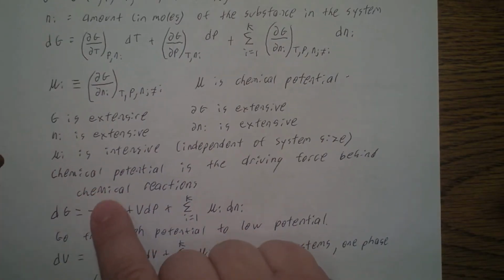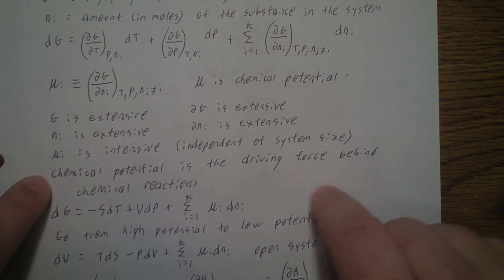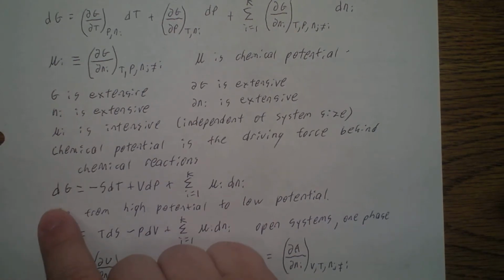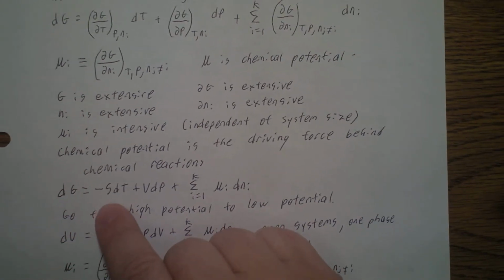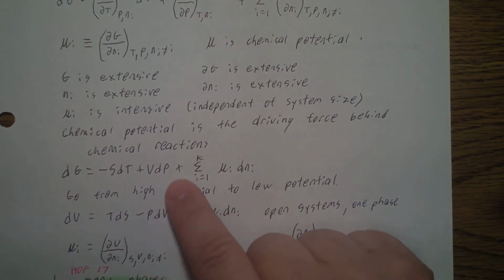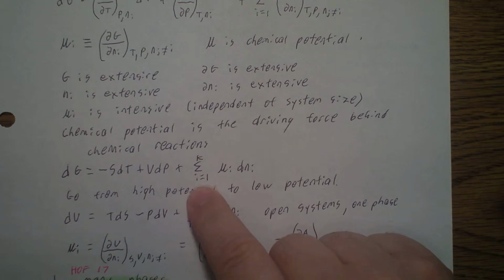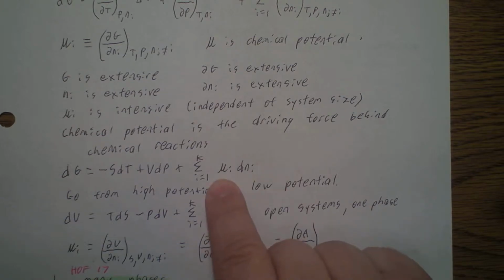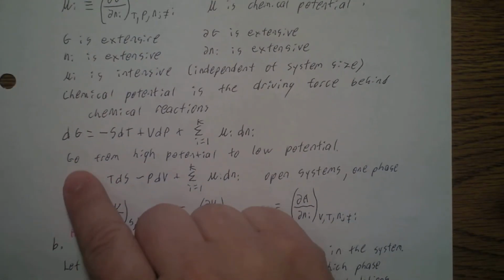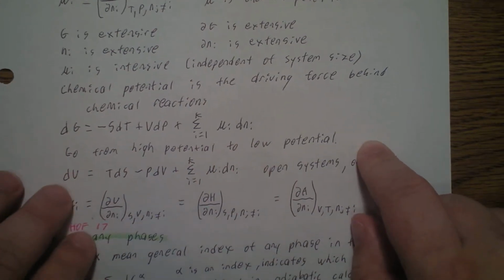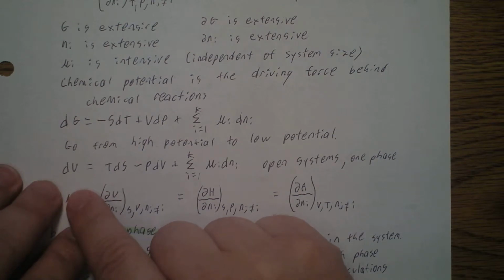Now chemical potential is the driving force behind chemical reactions. This is a chemistry class, remember. So the differential of the Gibbs free energy is minus the entropy times the differential of temperature plus volume times the differential of pressure plus the sum from substance 1 to K of the chemical potential of i times the differential of the number of moles of i. Intensive, extensive. So remember, we're always going to go from high potential to low potential. That's the direction of spontaneous change.